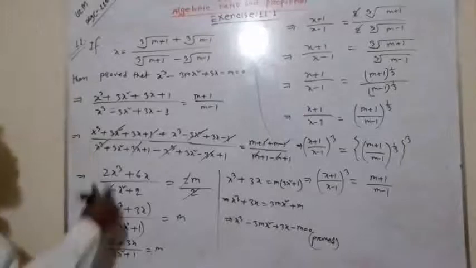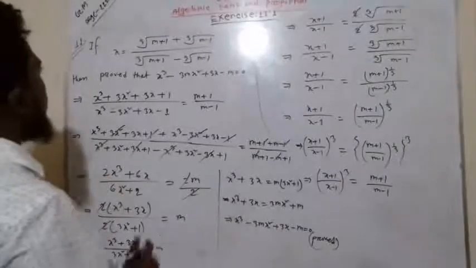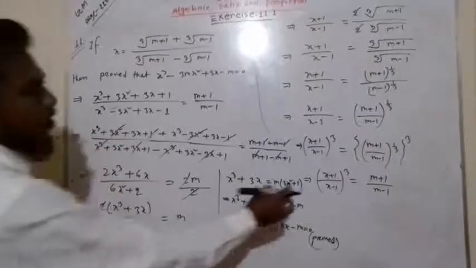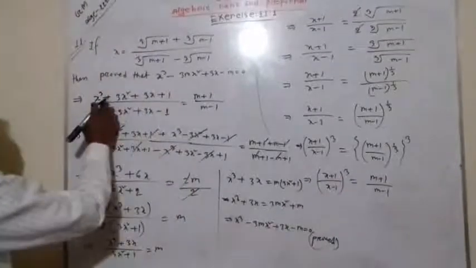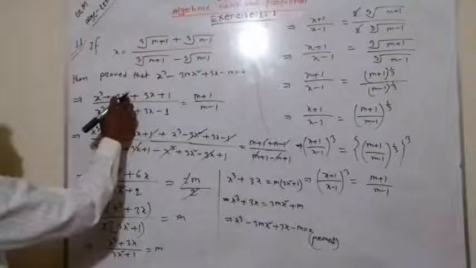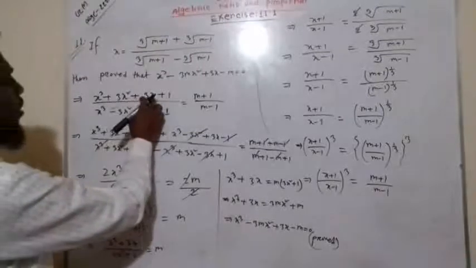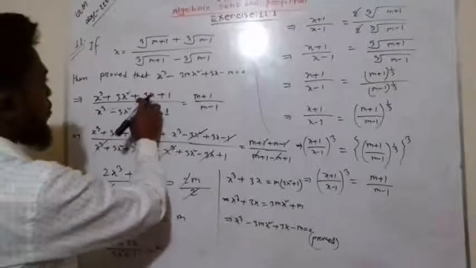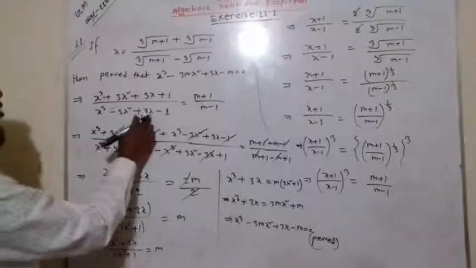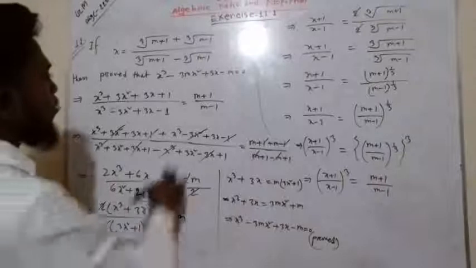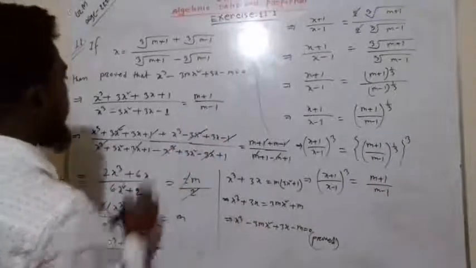Now we apply the law of (a + b) whole cube. Here (x + 1) whole cube means a cube, x cube, plus 3a square b, that means 1, plus 3a b square, that means 1 square, 3x, plus 1, divided by x cube minus 3x square plus 3x minus 1, equal to (m + 1) divided by (m - 1).